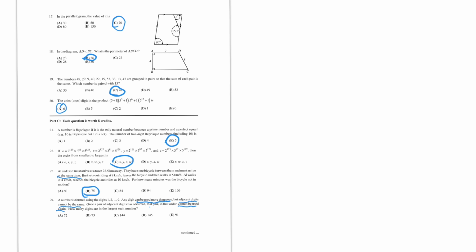The digits from 1 to 9. The largest number must start with the 9. After 9, we cannot put 9 because adjacent digits cannot be same. So we put the 8. After 8, we can still put the 9 because we don't have the pair of 8 and 9. After the 9, I cannot put the 9, same digit. I cannot put the 8, already used. So I put the 7. Now after 7, we can still put the 9.